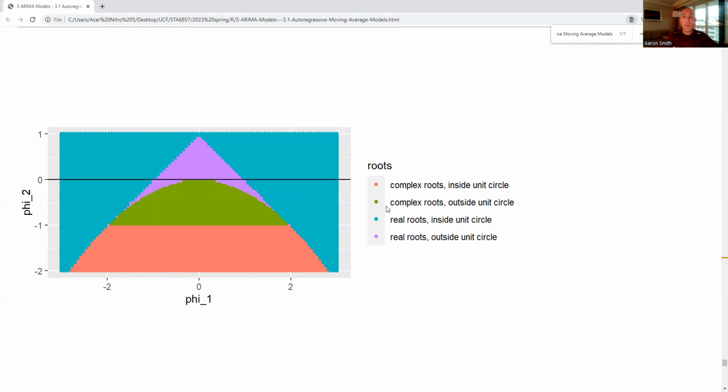And so the region that we want are the green. So in the green, we have complex roots that are outside the unit circle. And in the purple, we have real roots outside the unit circle. And you'll notice that we have this straight line triangle region going on. So if phi sub 1 and phi sub 2 are inside as a pair inside this triangle, then we are going to have the results that we want in terms of invertible and causal for our degree 2 autoregressive model. And you can see that in the green region, in fact, it's going to be complex. Now, so far, what we've talked about doesn't really matter if it's complex or real, but just to let you know where it's at. And then we can see that if phi sub 2 is less than negative 1, automatically we have a problem in terms of our roots.